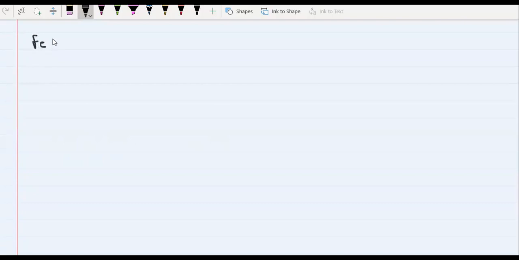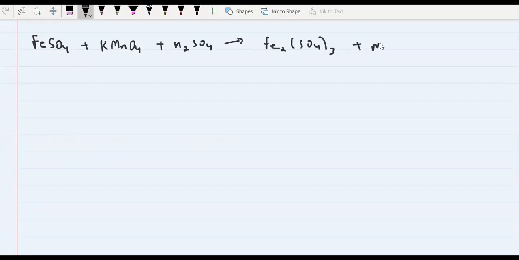We have FeSO4 plus KMnO4 plus H2SO4 gives Fe2(SO4)3 plus MnSO4 plus K2SO4 plus H2O. Okay, so I guess this is quite a big reaction, right? An unbalanced one. Yes or no, everyone?